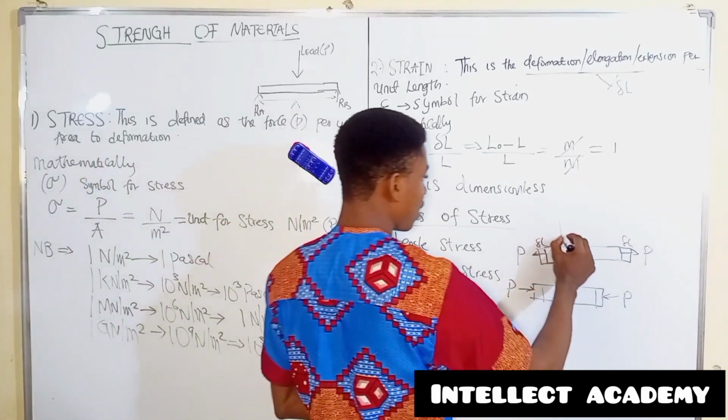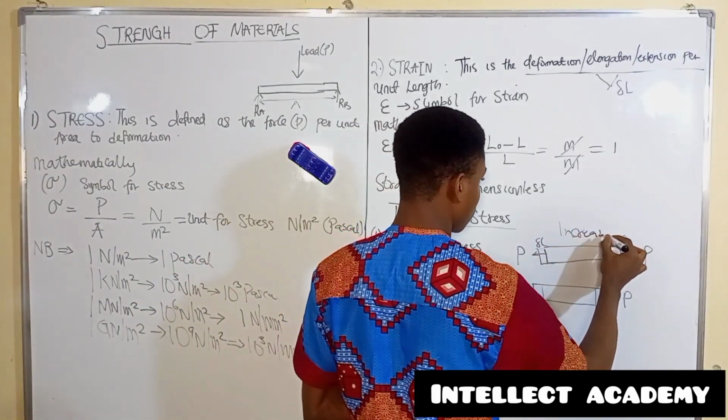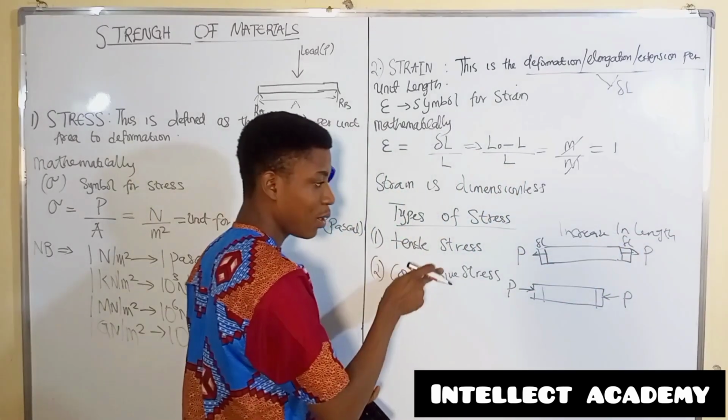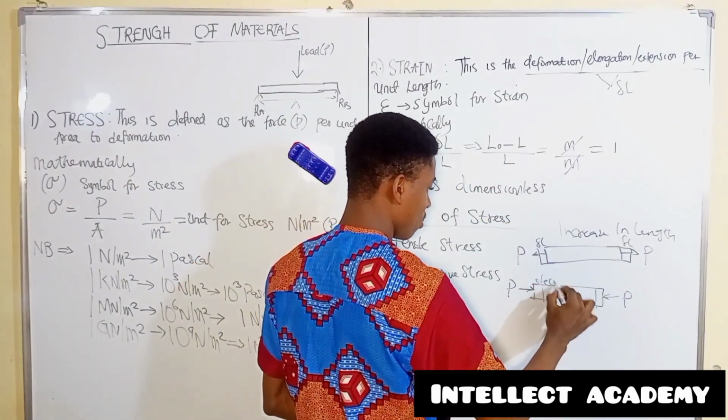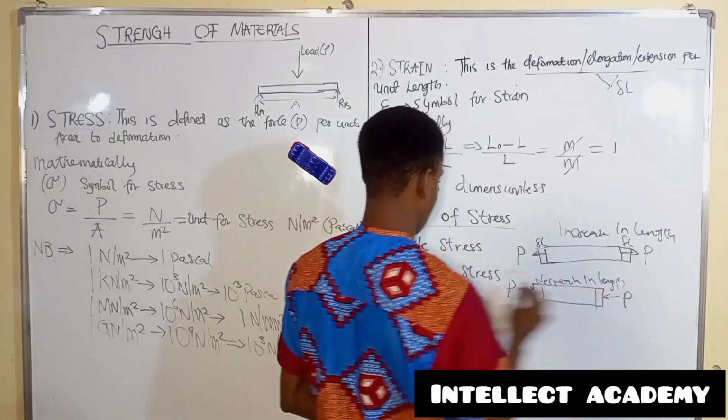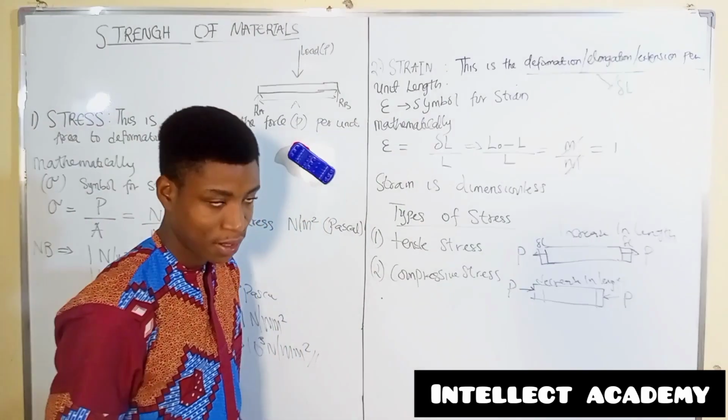So when there's an increase in length, it is tensile. When there's a decrease, it is a compressive stress. Very, very important.